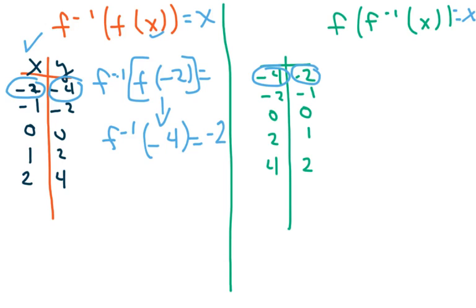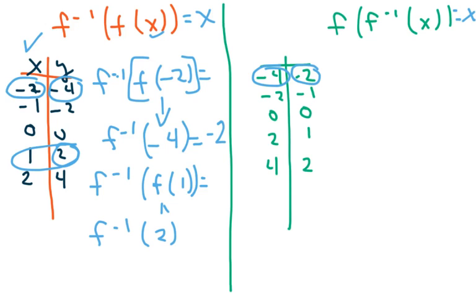Let's do another one. Let's do f inverse composed with f of 1. Okay, f of 1 equals 2 here. So this equals 2. And what is f inverse of 2? When you go up to here, f inverse of 2 equals 1. So we get back to the domain value. And we can also do it the other way.